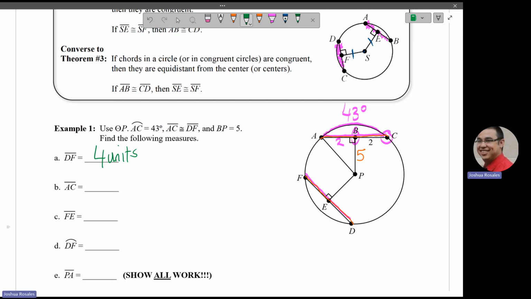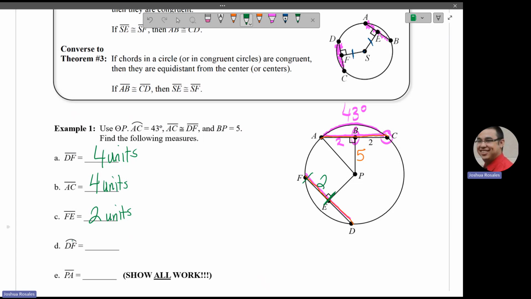Then we're looking at AC. Segment AC is the same as FD, so 4 units. Now they say look at FE. Well, that's just half. And remember that mirrors the other side, so we know each little piece is mirrored. So it would be 2.